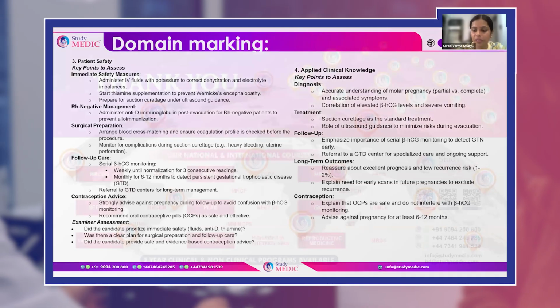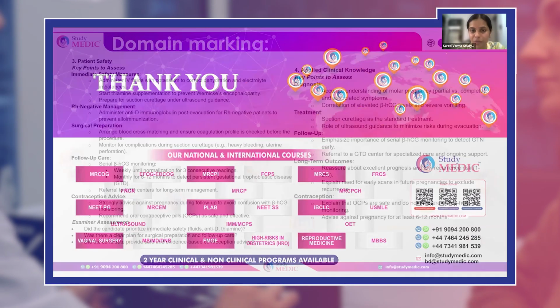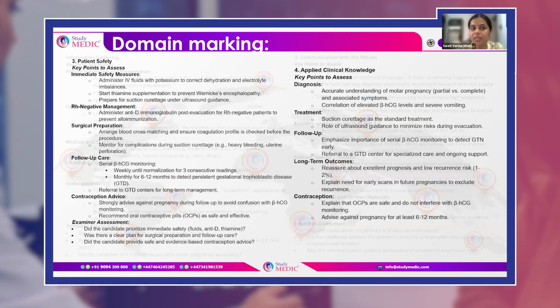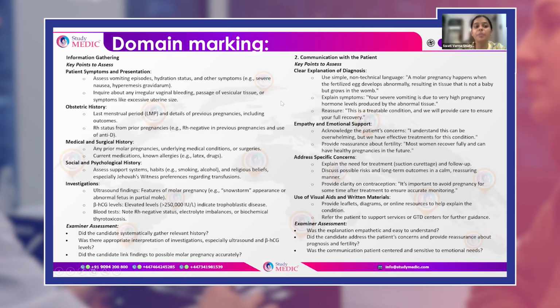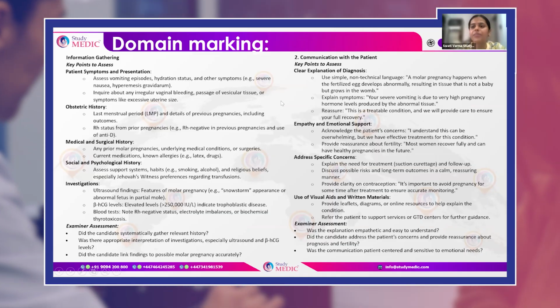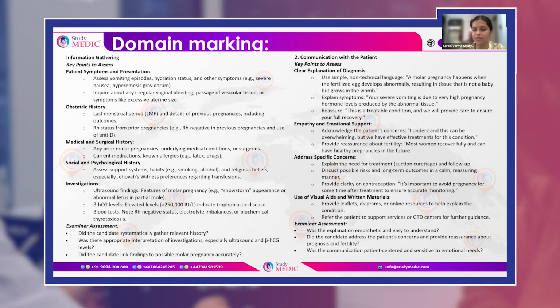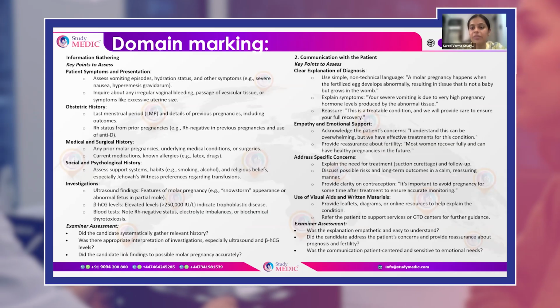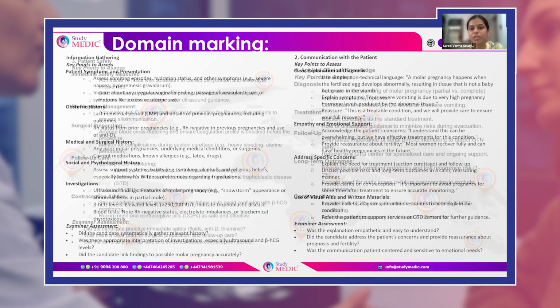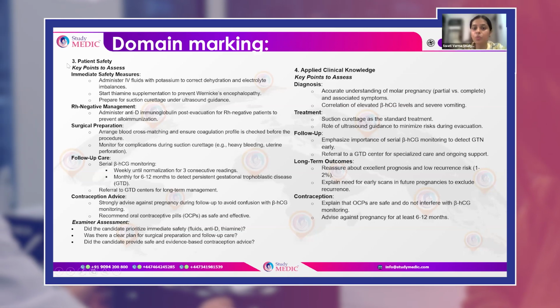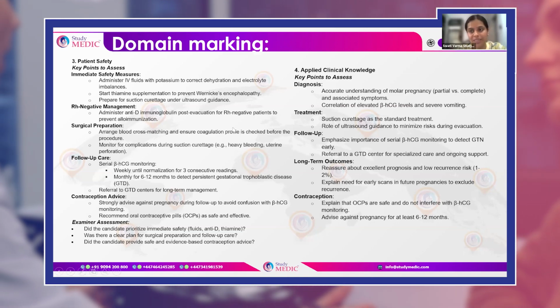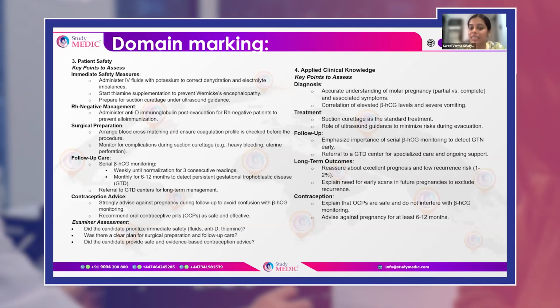So I hope this station was helpful for all of you. Please do take care of all the domains you are being marked on. Especially if you are not being marked in information gathering, then don't take unnecessarily detailed history. Emphasize more on communication, patient safety, and applied clinical knowledge. So all the very best. Do practice more and more stations of the early pregnancy module because they are very easy and easy to score marks and pass. All the very best.